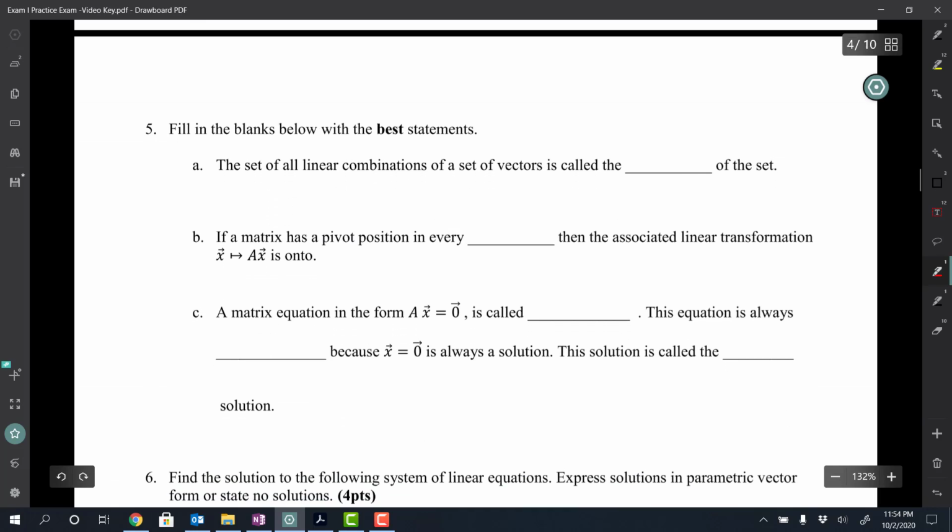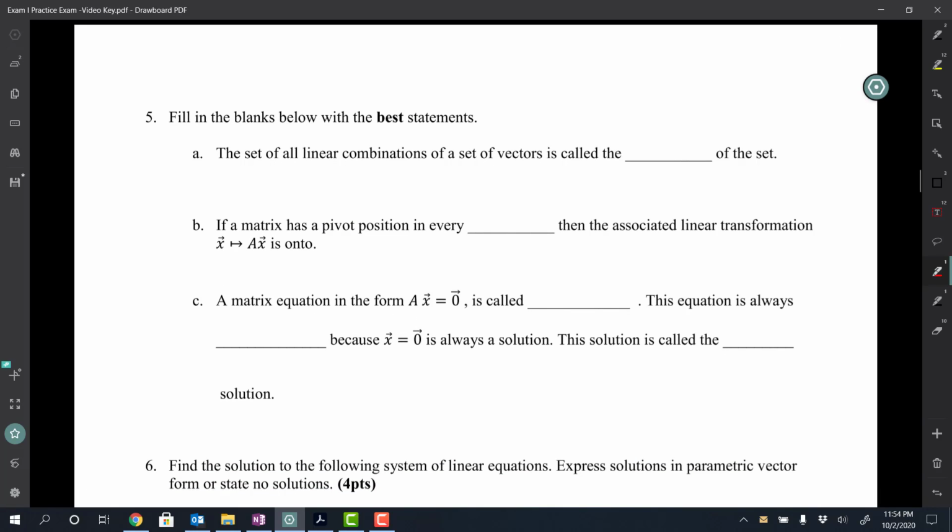We're into question 5. This is a fill in the blank section of the practice exam. So we'll look at the first one. It says the set of all linear combinations of a set of vectors is called the span of the set. B is if a matrix has a pivot position in every blank, then the associated linear transformation is onto. And we can refer back to our true and false in this case. If there's a pivot in every row, the transformation is onto. If there's a pivot in every column, the transformation will be 1 to 1.